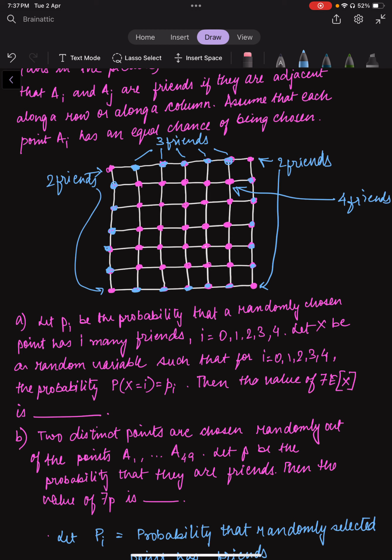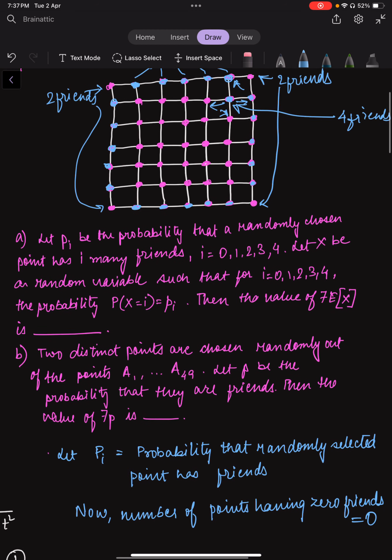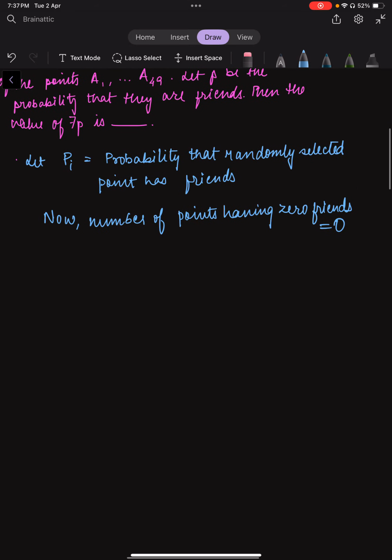Will have four friends. How? One guy in the north of it, one guy in the south of it, one guy in the east, and one guy in the west. So this guy will have four friends. So all the points which are in the middle will have four friends. Now, once we have this concept, we will start.